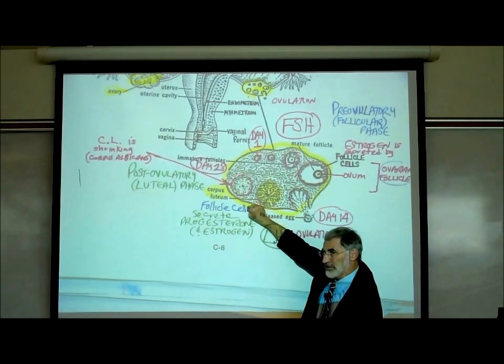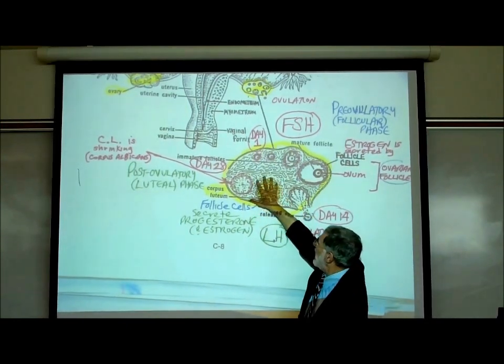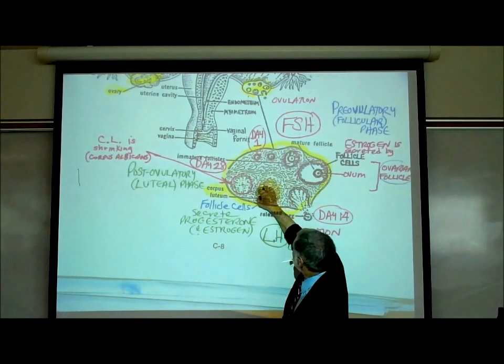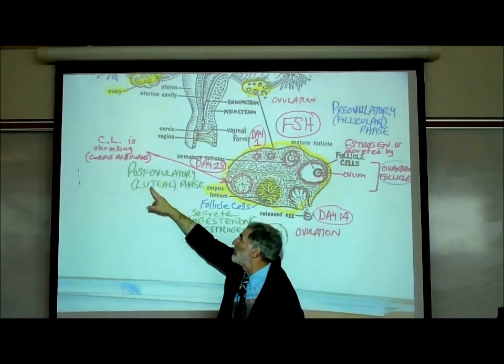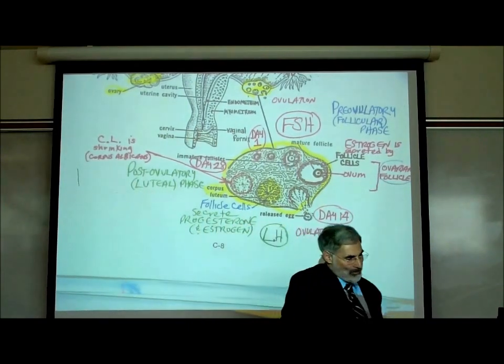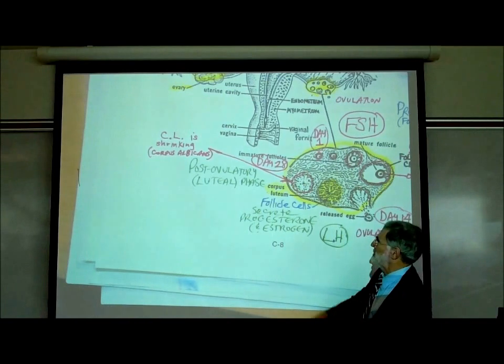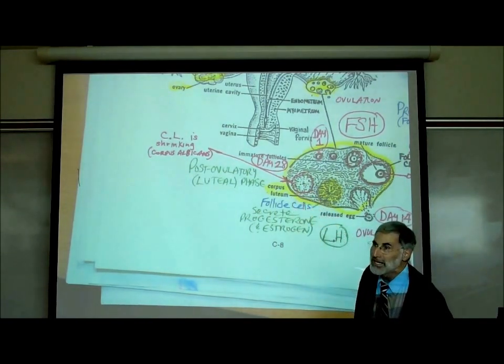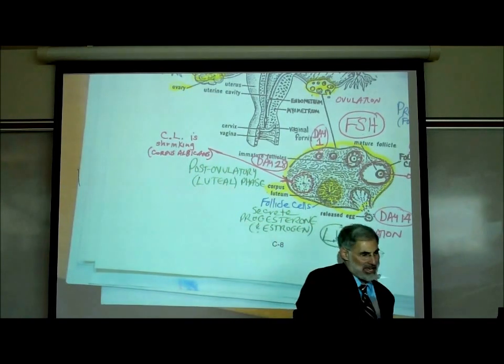So after the LH stops being secreted from the pituitary gland, the follicle cells of the corpus luteum start to shrink, because what was stimulating them was LH. And as this follicle cell starts to shrink, it becomes known as a corpus albicans. I don't know how important that is. I just wrote here, CL is shrinking. What's that? The corpus luteum is shrinking. It's shriveling up, and they call it a corpus albicans.